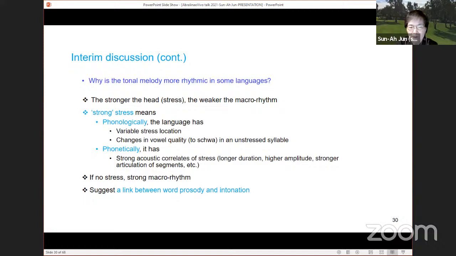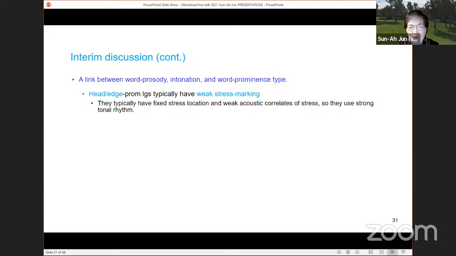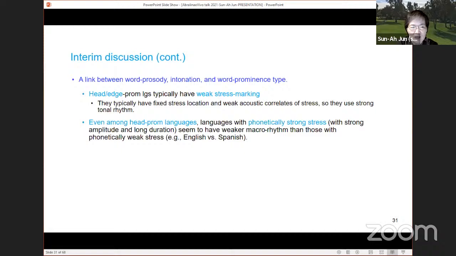Now we can talk about the link between word prosody and intonation, and word prominence type. Head-edge prominence languages typically have weak stress marking. They typically have a fixed stress location, either at the beginning or the end, and weak acoustic correlates of stress. So they use more tonal rhythm, so a strong macro rhythm. Even among head prominence languages, those with phonetically strong stress, like strong amplitude or long duration, seem to have a weaker macro rhythm than those with phonetically weak stress. You can think about English versus Spanish. They are both head prominence languages and both have a strong head, but the phonetic realization of stress is stronger in English than in Spanish. So the macro rhythm is stronger in Spanish than in English.